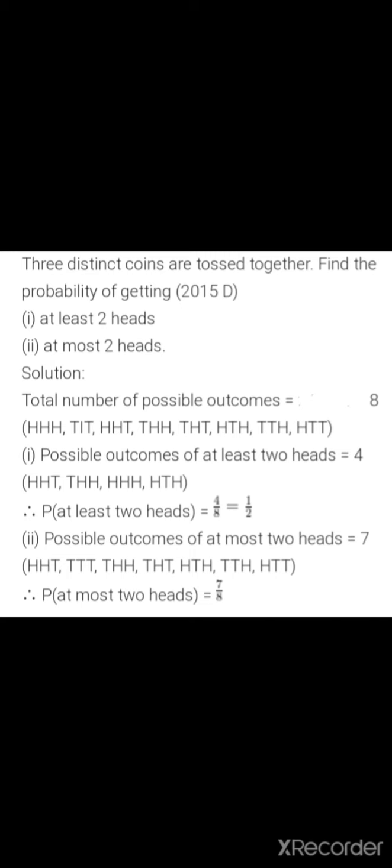So total 4 outcomes are favorable to the first question. So 4 by total outcomes 8. So 4 by 8 is the answer. That can be reduced to 1 by 2.